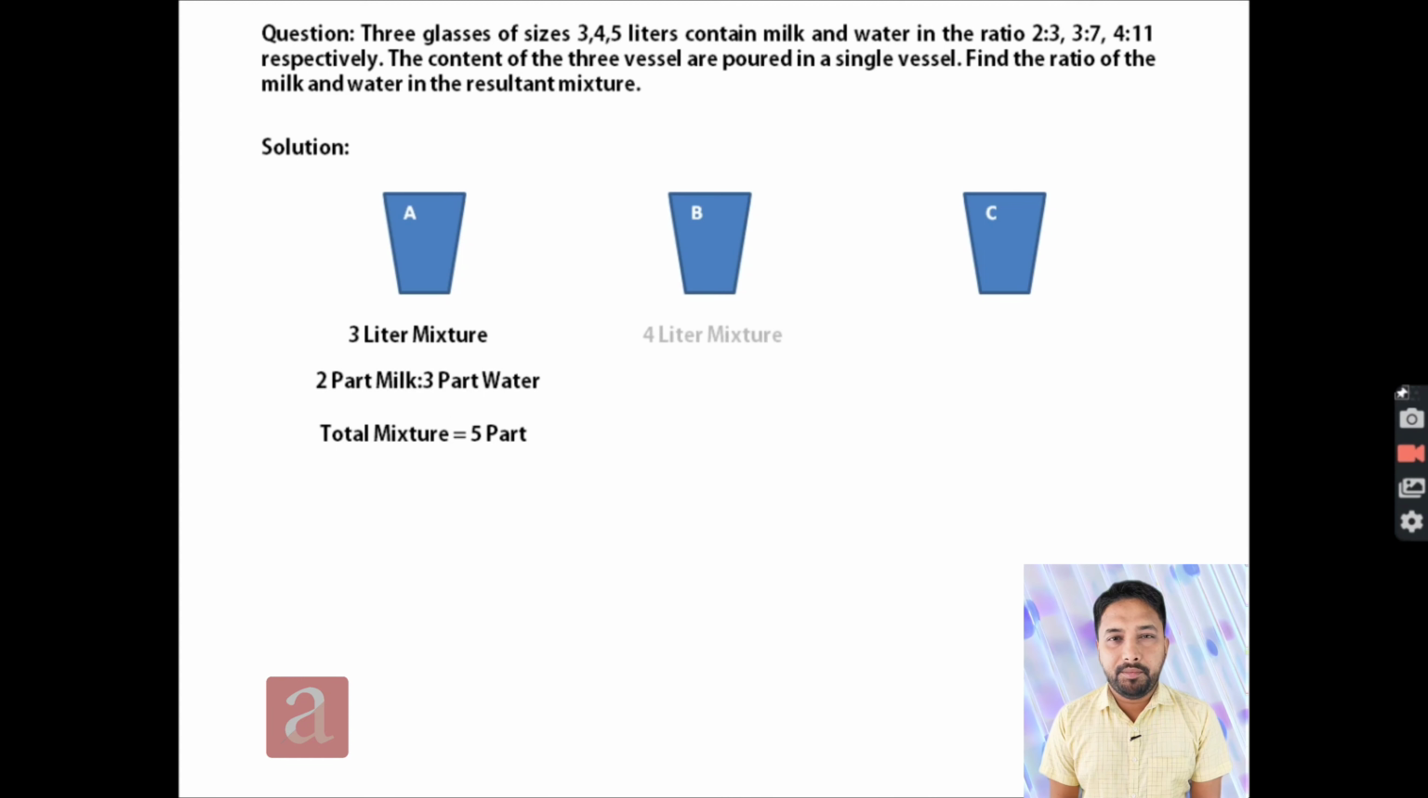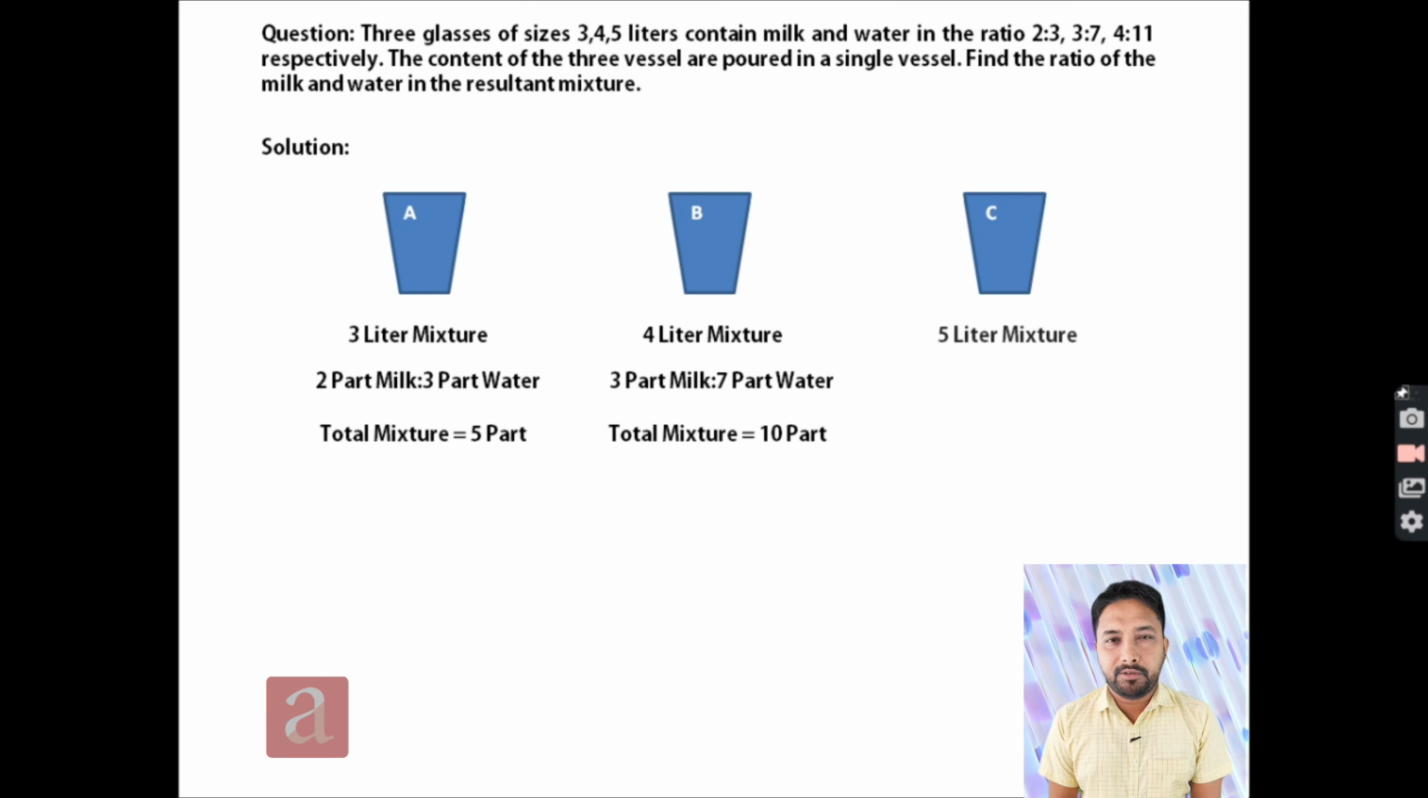In the second vessel B, the total amount of milk and water mixture is 4 liter, out of which 3 part is milk and 7 part is water. So the total number of parts of milk and water is 10 part. And in the third vessel C, the total amount of milk and water mixture is 5 liter, out of which 4 part is milk and 11 part is water. So the total number of parts of milk and water is 15 part.